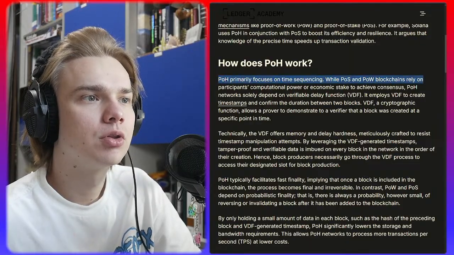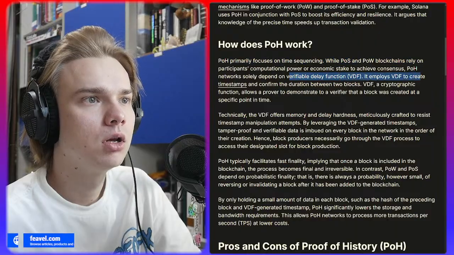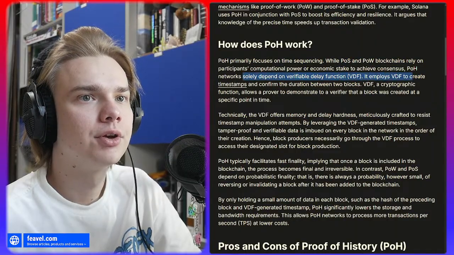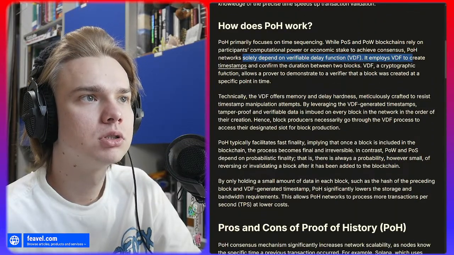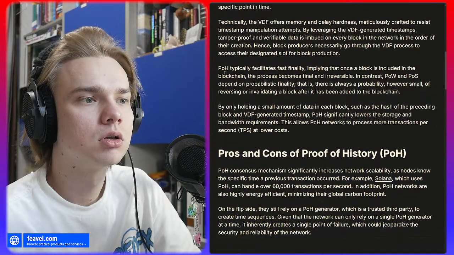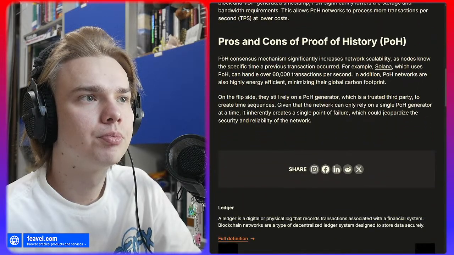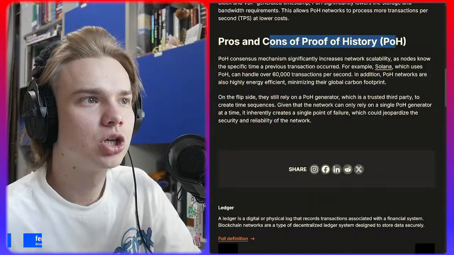PoH primarily focuses on this and that. Solana employs a VDF, a verifiable delay function, to create timestamps. Okay, pros and cons of PoH.